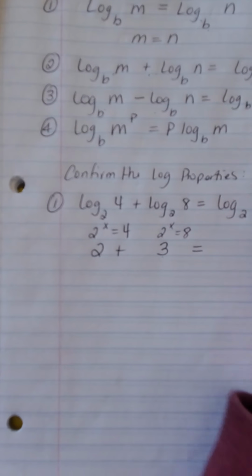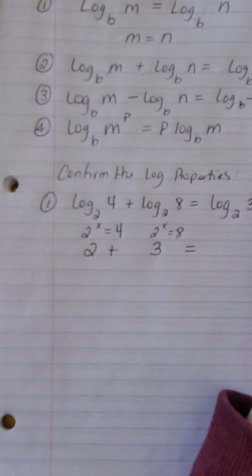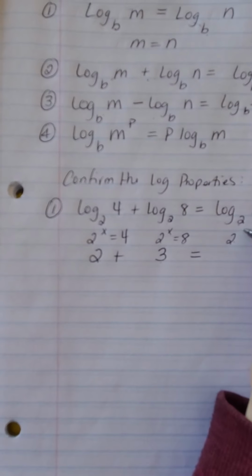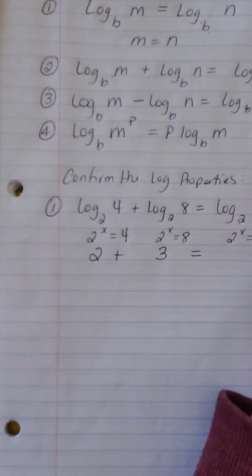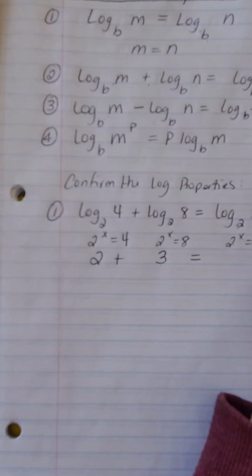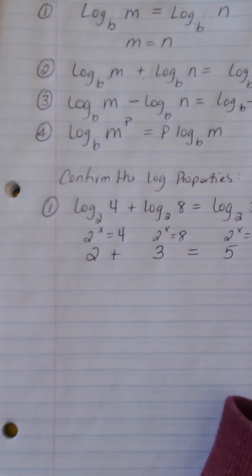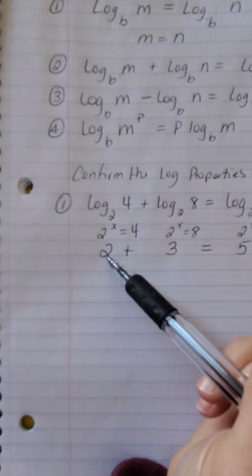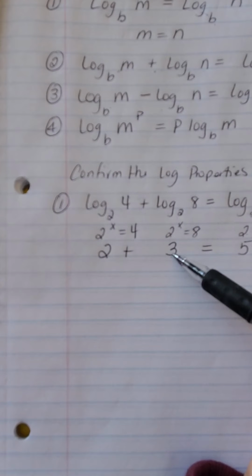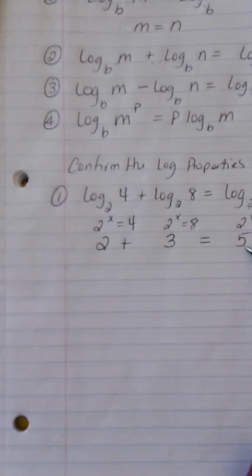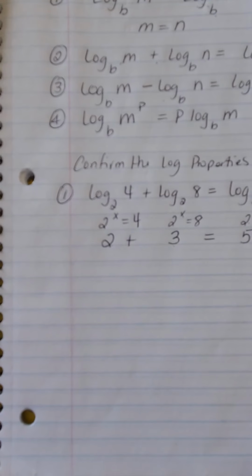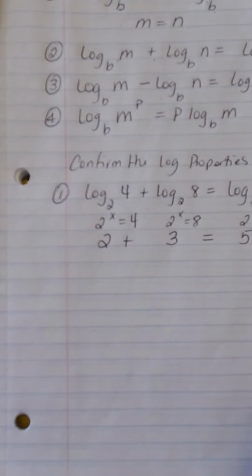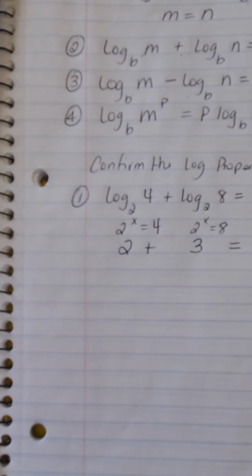Let's look on this side. I'm asking myself 2 to the something power equals 32. 2 to the what power equals 32. In this case, x has to be 5. 2 to the 5th power is 32. Well, we claim that log base 2 of 4 is 2, log base 2 of 8 is 3, log base 2 of 32 is 5. Does 2 plus 3 equal 5? Yep. In other words, that property holds.